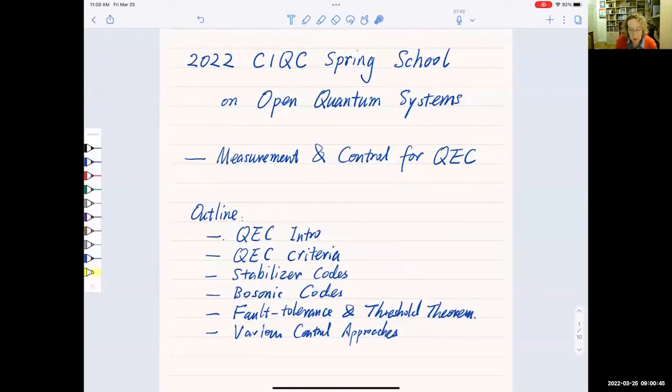And today we have Liang Jiang from the University of Chicago, who is going to talk about measurement and control for quantum error correction. Liang Jiang's research basically focuses on using quantum control and quantum error correction to protect quantum information. He has worked on a broad range of topics with this, including quantum sensing, quantum transduction, communication, and computation. This is the outline of his talk here, and he will now start.